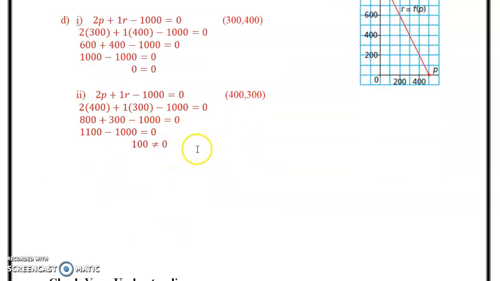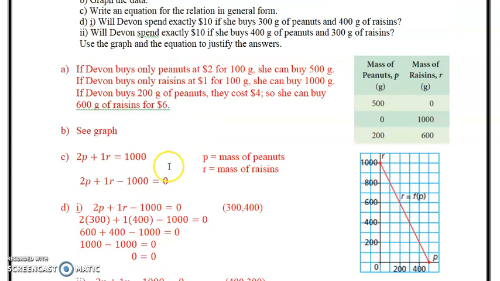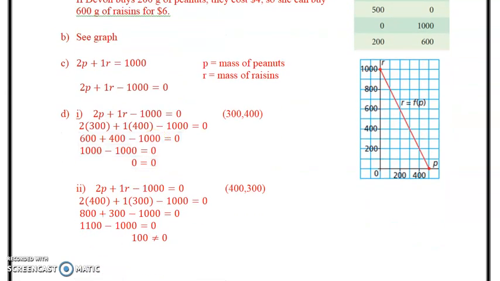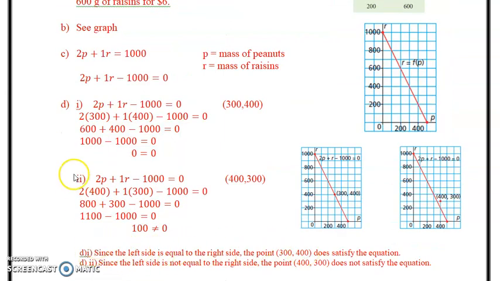So I'll write a statement for those two. And then I'll show that on the graph as well. So I left the statement here. This is for the D part. When it was 0 equals 0, since the left-hand side is equal to the right-hand side, the point 300, 400 does satisfy because it's equal to 0. And since the left-hand side is not equal to the right-hand side, 100 is not equal to 0, the point 400, 300 does not satisfy the equation. All right. Showed the points plotted here, so obviously right 300, up 400, bang on your line, and right 400, up 300, obviously is not on the line. That's why it's not satisfied.